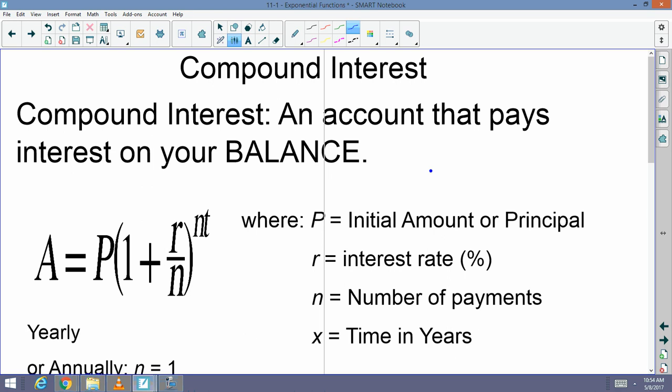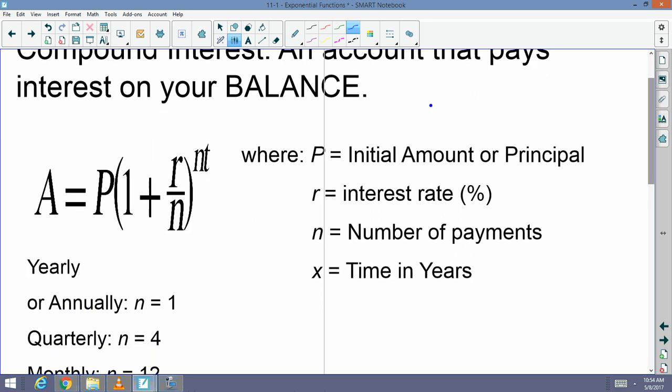So it's the number of times that your balance is going to grow. And the formula is A equals P times 1 plus R over N to the NT power. Guys, don't stress this. P is my original or initial amount. Same thing as the exponential.